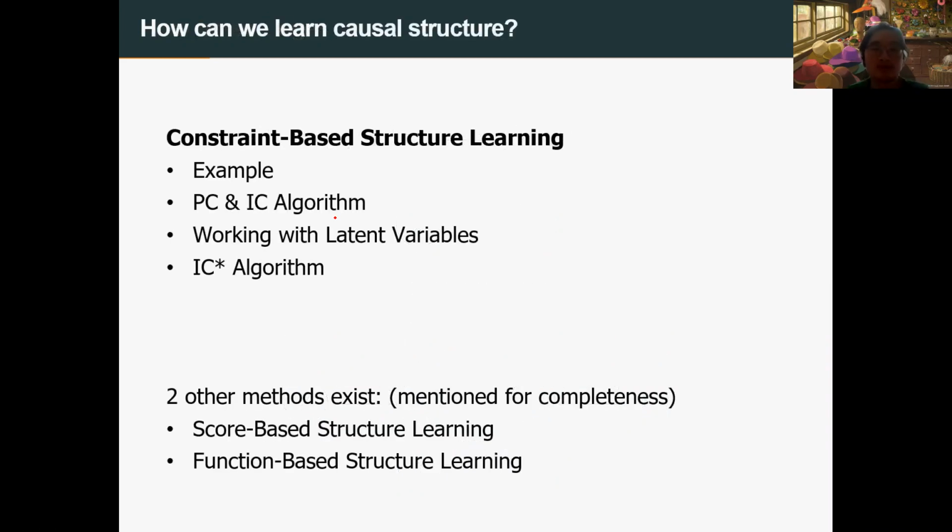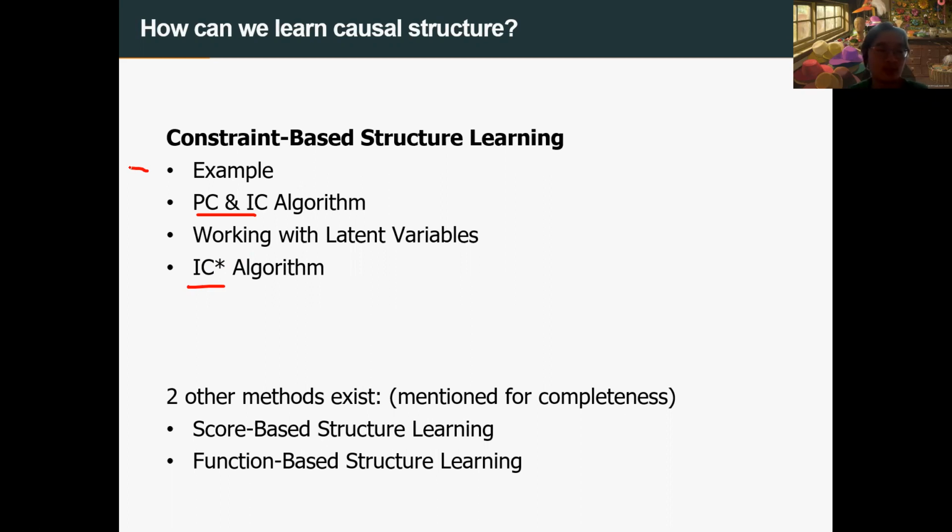So today, what I want to be focusing on is a constraint-based structure learning method called the PC and IC algorithm, and extending that to take into account more expressibility with latent variables, later on called IC star. But I'll start with an example to guide everything through.